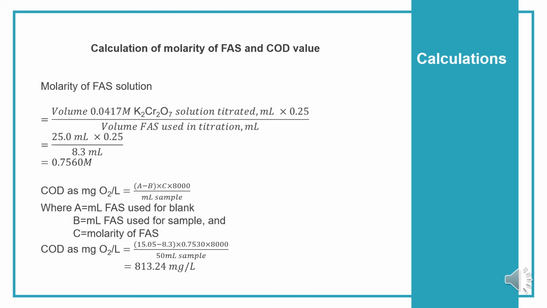Next is the formula for COD as milligram oxygen per liter, equal to (A minus B) times C times 8000 divided by milliliter sample, where A is FAS used for blank, B is FAS used for sample, and C is molarity of FAS. By using the formula, we obtain 813.24 mg per liter.